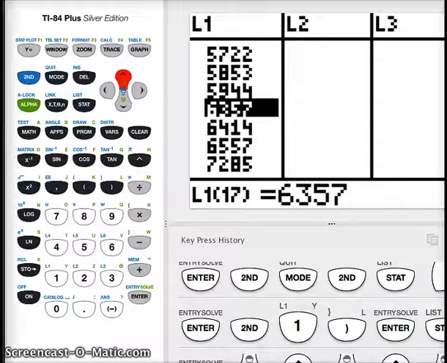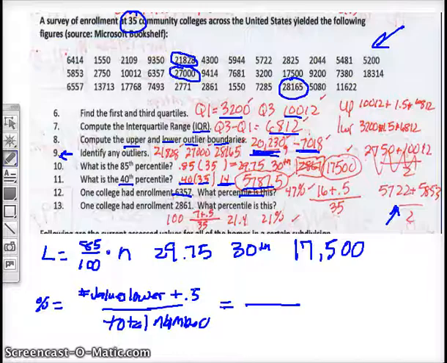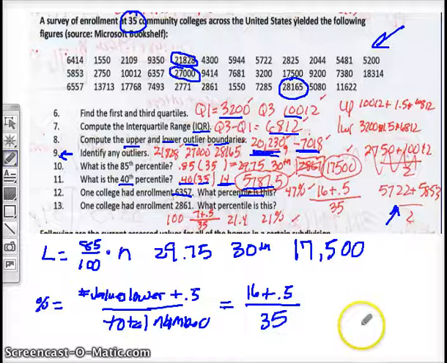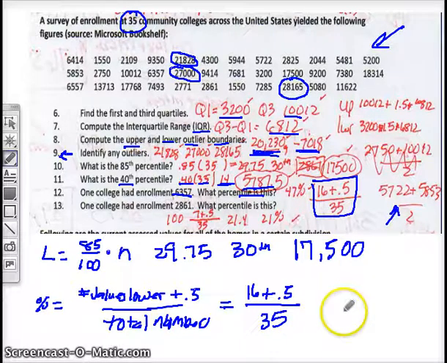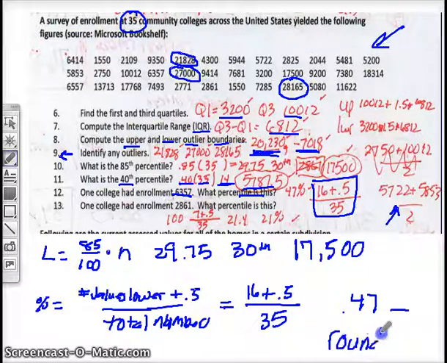So there are 16 that are lower, plus 0.5 over the total number, which is 35. Of course I did that right here, and when I multiply that, I get 0.47 something. And what I want you to do is just round to the nearest integer. That's what you need to do.